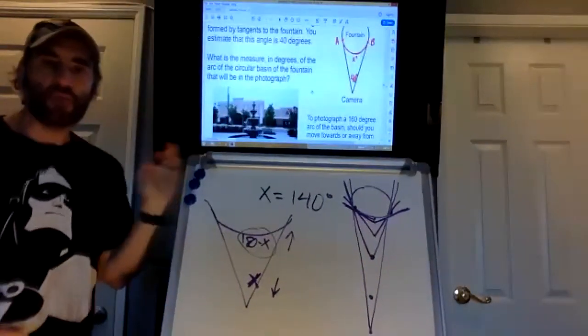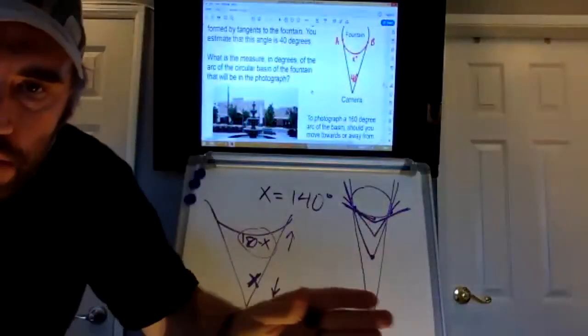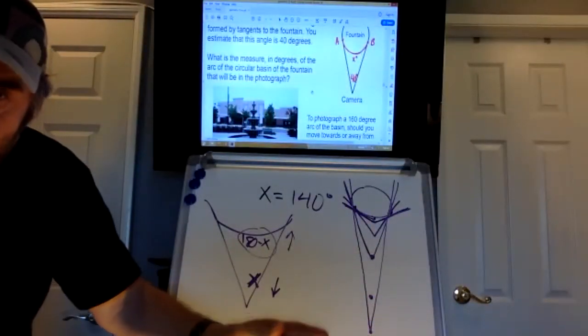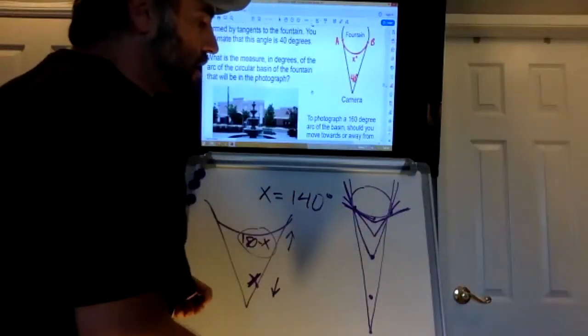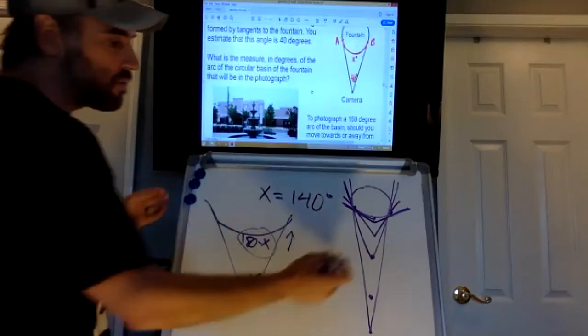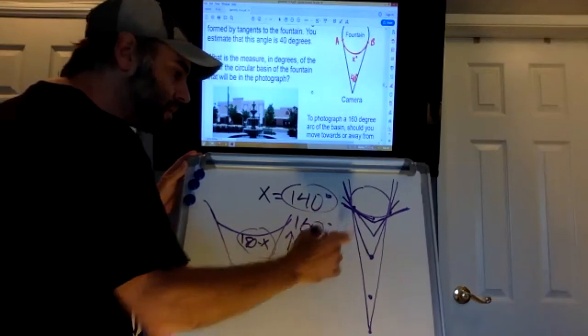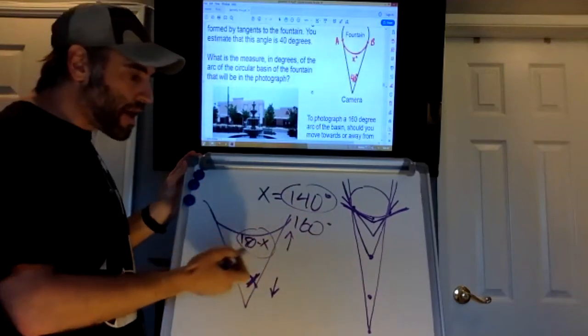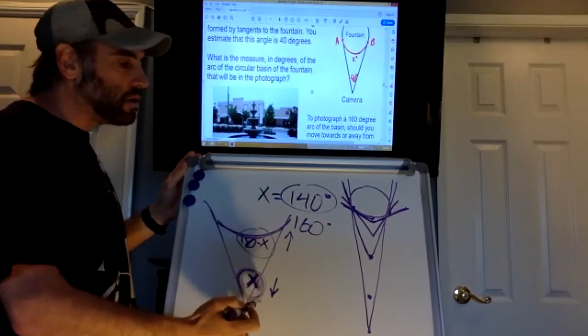If I move right up to the fountain, I put my eyes right up against the fountain, I'm basically staring at the wall. I really can't see around the fountain very well. As I start to back away, more of the fountain comes into view, doesn't it? I keep backing up and I can see more and more of the fountain. So I want to go from 140 to 160. I need to add on 20 more to the arc, which means I have to take away 20 from my angle.